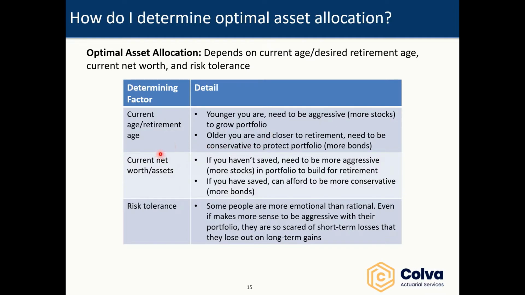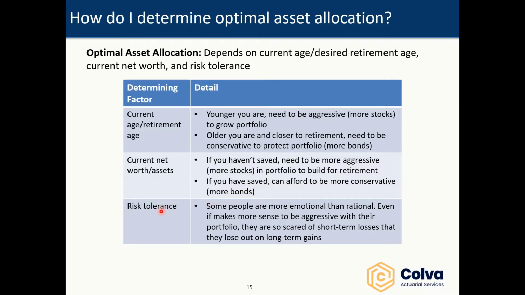Obviously, as we'll talk about, it depends on how much you have saved and what your risk tolerance is. That's why current net worth is also important to take into account. If you haven't saved a whole lot and you are close to retirement, you still need to be more aggressive, because you just don't have enough in your portfolio, and you need to build that for retirement. If you have done a great job saving, then you can afford to be more conservative because you don't have to worry about running out of money in retirement. So that typically means more bonds. You could be more conservative.